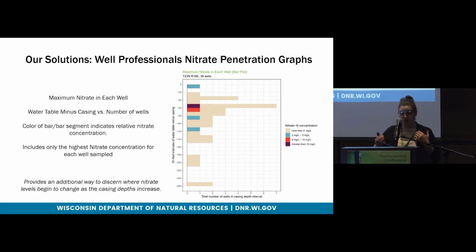We also have another view in case the plot with dots isn't as user-friendly for you, or it's not visually what you like to see. We have some bar graphs that will show you that static water level and then qualify it with the color that corresponds to the nitrate concentration. So you can again visually see where that static water level is, what that relative nitrate level might be. So it gives them another way to discern where nitrate levels might start to drop off.